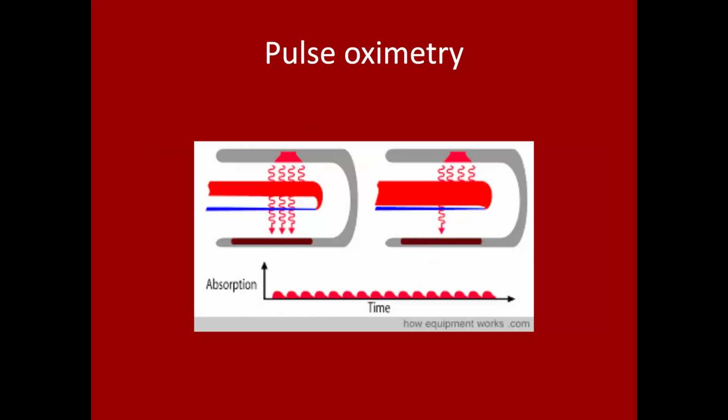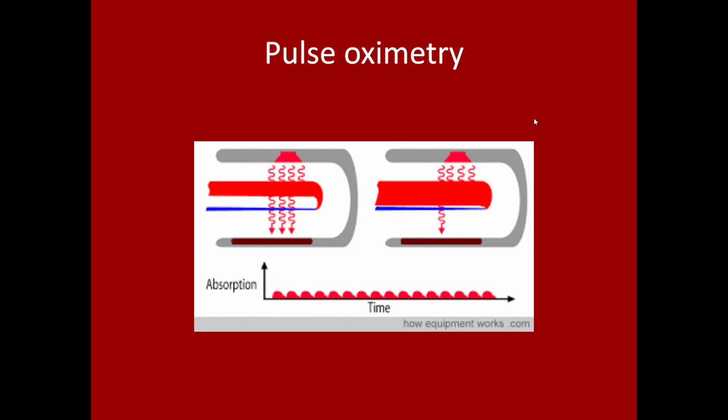So here's another cartoon demonstrating the schematic or the principle of pulse oximetry. You can see that you have the LEDs emitting light from the top of the picture and then a photodiode below, and only some of the light is making it through. And this cartoon also does a nice job of demonstrating the pulsatile nature of the blood flow and how that's analyzed by our pulse oximeter.